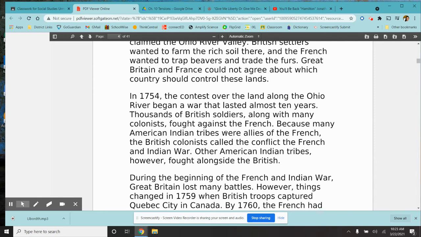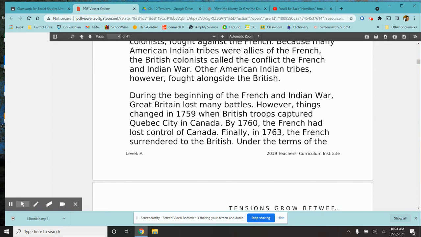Thousands of British soldiers, along with many colonists, fought against the French. Because many American Indian tribes were allies with the French, the British colonists called the conflict the French and Indian War. Other American native tribes, however, fought along with the British. During the beginning of the French and Indian War, Great Britain lost many battles.